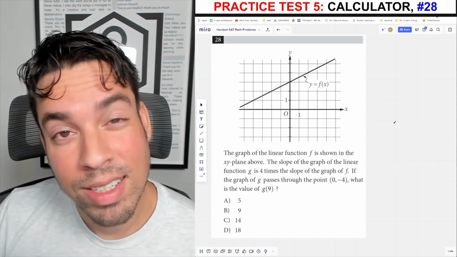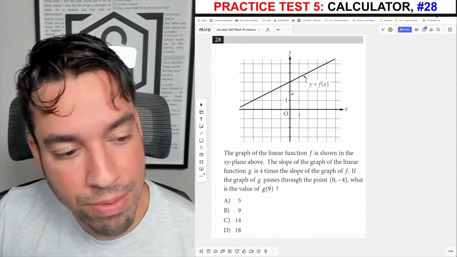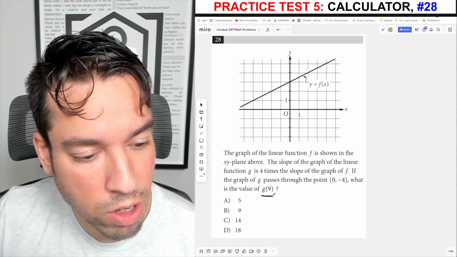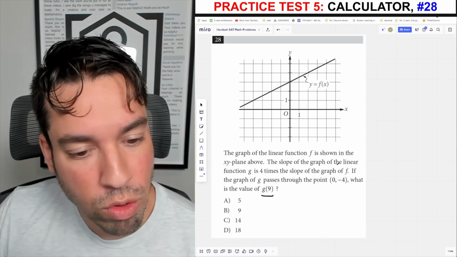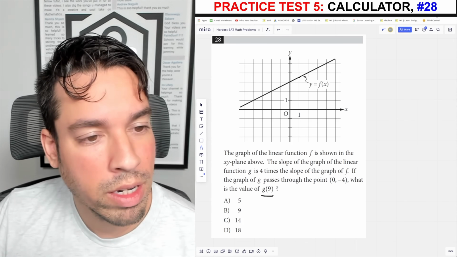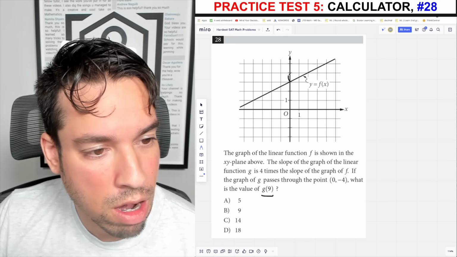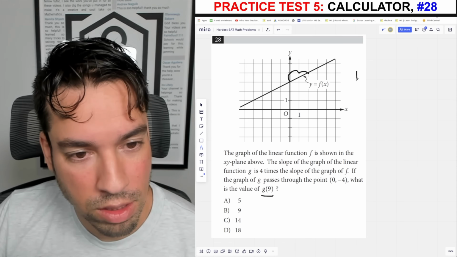Boom, done. This is a high difficulty linear equation problem because it's a hybrid of graphing, linear equations, and function notation. It says the graph of the linear function f is shown on the xy plane. The slope of the graph of the linear function g is 4 times the slope of this. Well, first of all, what is this slope? It looks like it's going up by 1 and across by 2. So the slope of f is 1/2.